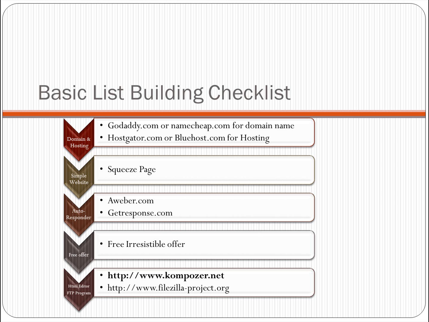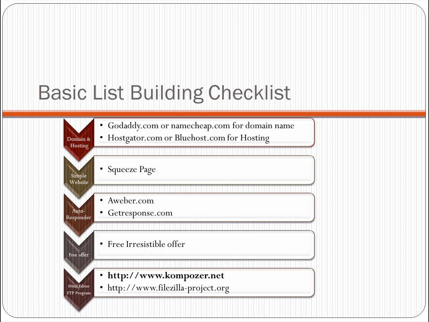You're going to need your autoresponder. I recommend AWeber or GetResponse. This is going to help you automate and set up your follow-up process. You're going to need that free offer, a free irresistible offer. You're going to need an HTML editor. We're going to be talking about editing and creating that squeeze page.